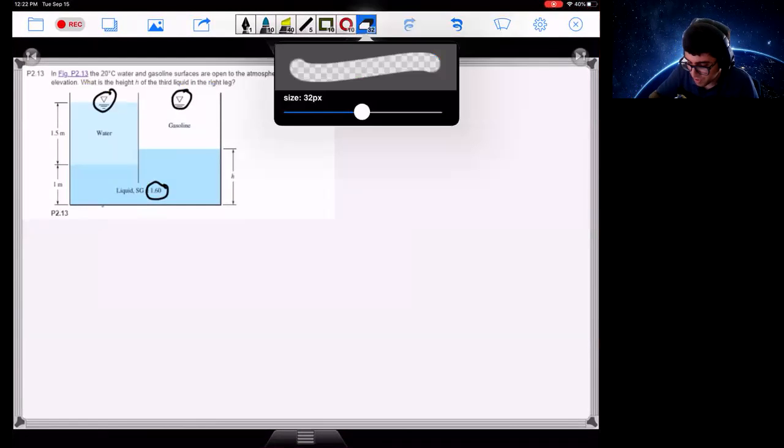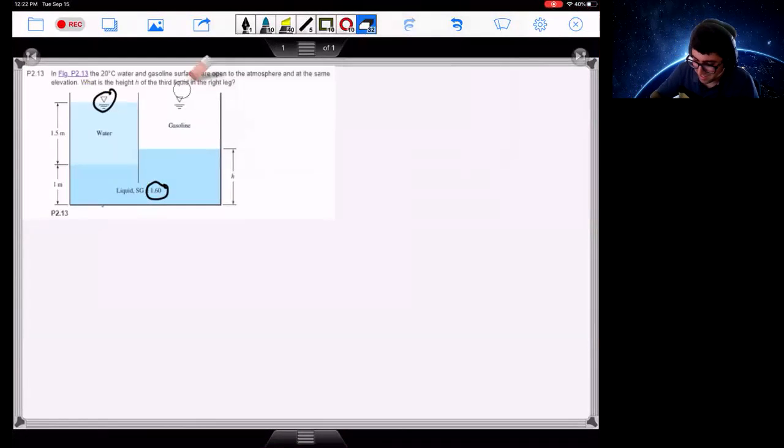Let's go back to our problem. So enough with the review. Let's actually do the problem. They're asking about H. How would you approach this problem? I would start from one side and go down, find the pressure, and go up the other side.